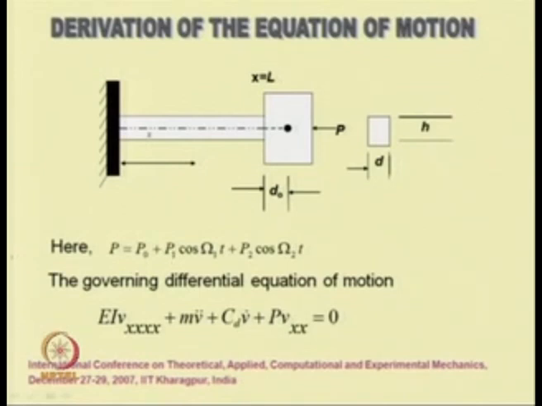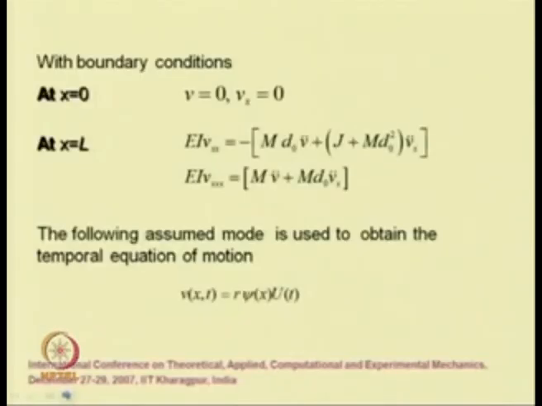Simply using the Euler-Bernoulli equation, one can have these two terms. Then by adding the damping term, the C d V dot term, and the additional term due to axial loading, one can find the governing equation. This spatio-temporal equation can be converted to its temporal form by applying the Galerkin method. These are the boundary conditions.